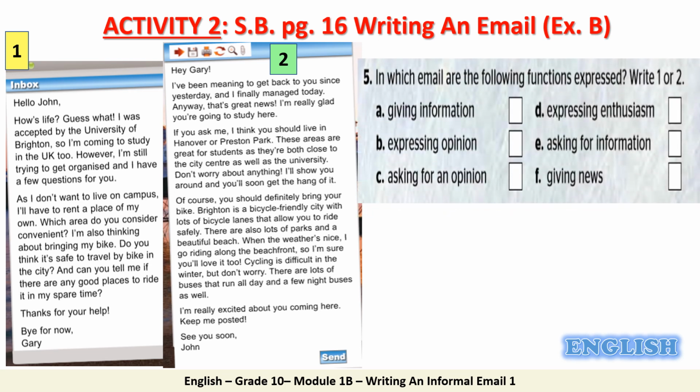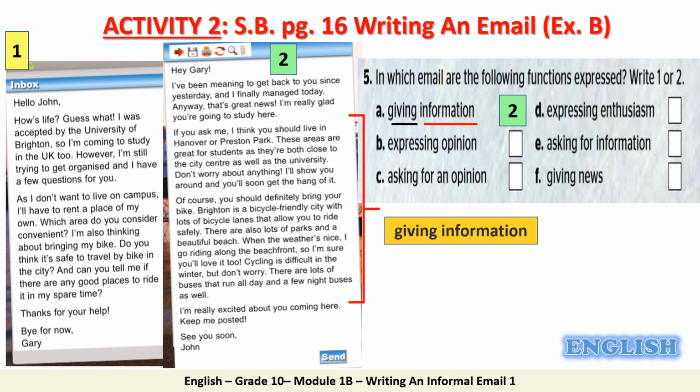Question 5, Exercise B. In which email are the following functions expressed? Write 1 or 2. A. Which email is giving information? Is it 1 or 2? Email 2, where John gave Gary information about life in Brighton in paragraphs 2 and 3.